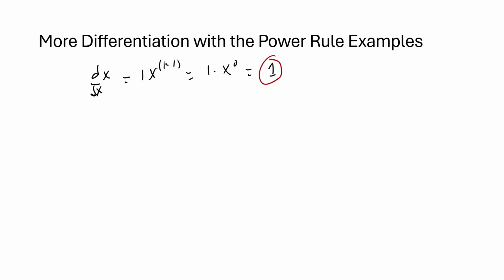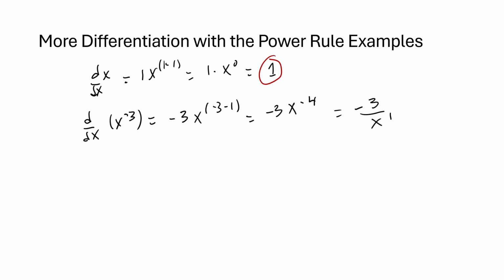Let's do another example. Let's take the derivative of x to the minus 3. Bringing the coefficient out front, that's minus 3 times x to the minus 3 minus 1. So that's minus 3 times x to the minus 4 power. Or we could rewrite that as minus 3 divided by x to the 4th power. So there's the answer for that differentiation of x to the minus 3.